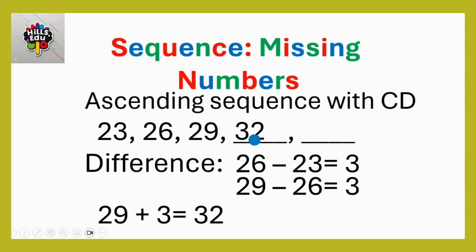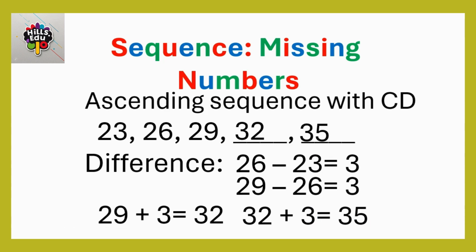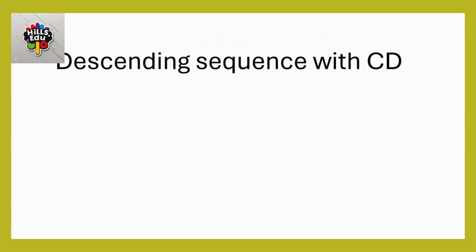And so for us to get the next number in line, we are going to add our common difference to 32. And that is going to be 32 plus 3, and that gives us 35. And so you could have more than 3 lines, so you continue in that manner. So next, let's look at descending sequence with common difference.